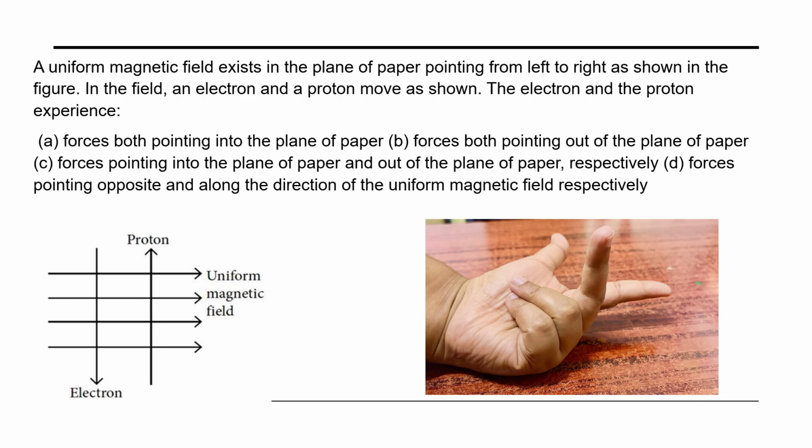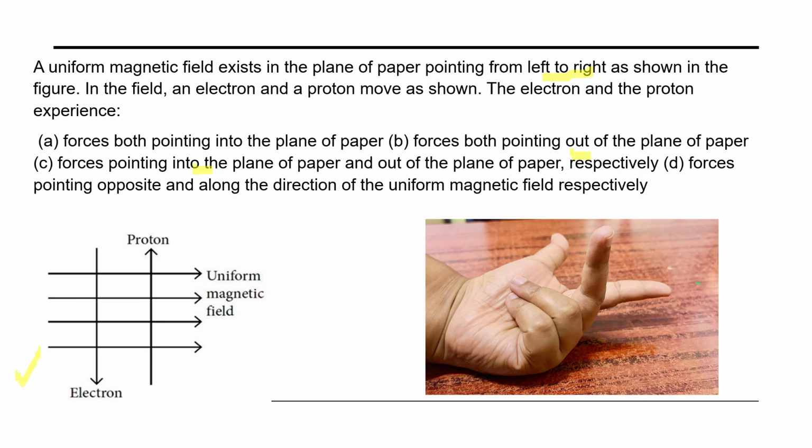A uniform magnetic field exists in the plane of paper from left to right, and it is shown in the figure. In the field, an electron and proton move as shown. The electron and proton experience forces both pointing in the plane of paper, forces both pointing out of the plane of paper, then into the plane of the paper and out of the plane of paper, and finally forces pointing opposite and along the direction of uniform magnetic field.